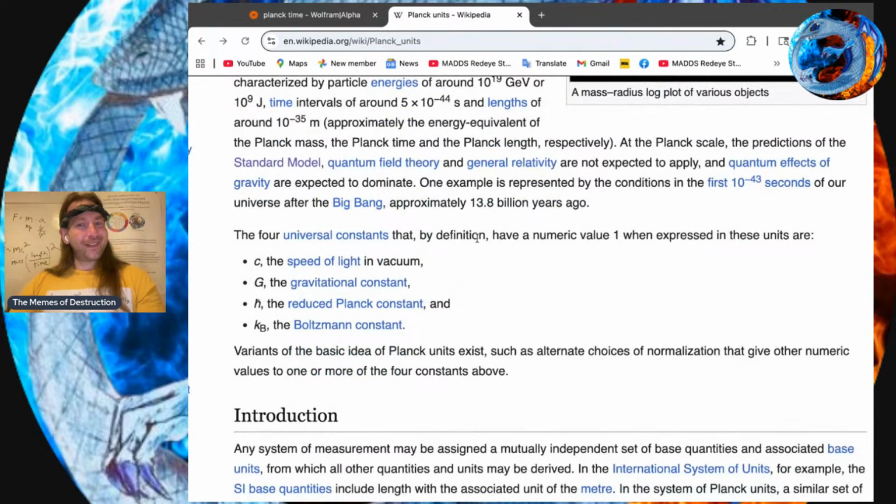So the four universal constants that by definition have a numeric value of one when expressed in these units are c, the speed of light in a vacuum, aka the medium, whatever that might be; G, the gravitational constant; h-bar, the reduced Planck constant; and k sub B, the Boltzmann constant. Variants of the basic idea of Planck units exist, such as alternative choices of normalization that give other numeric values to one or more of the four constants above.